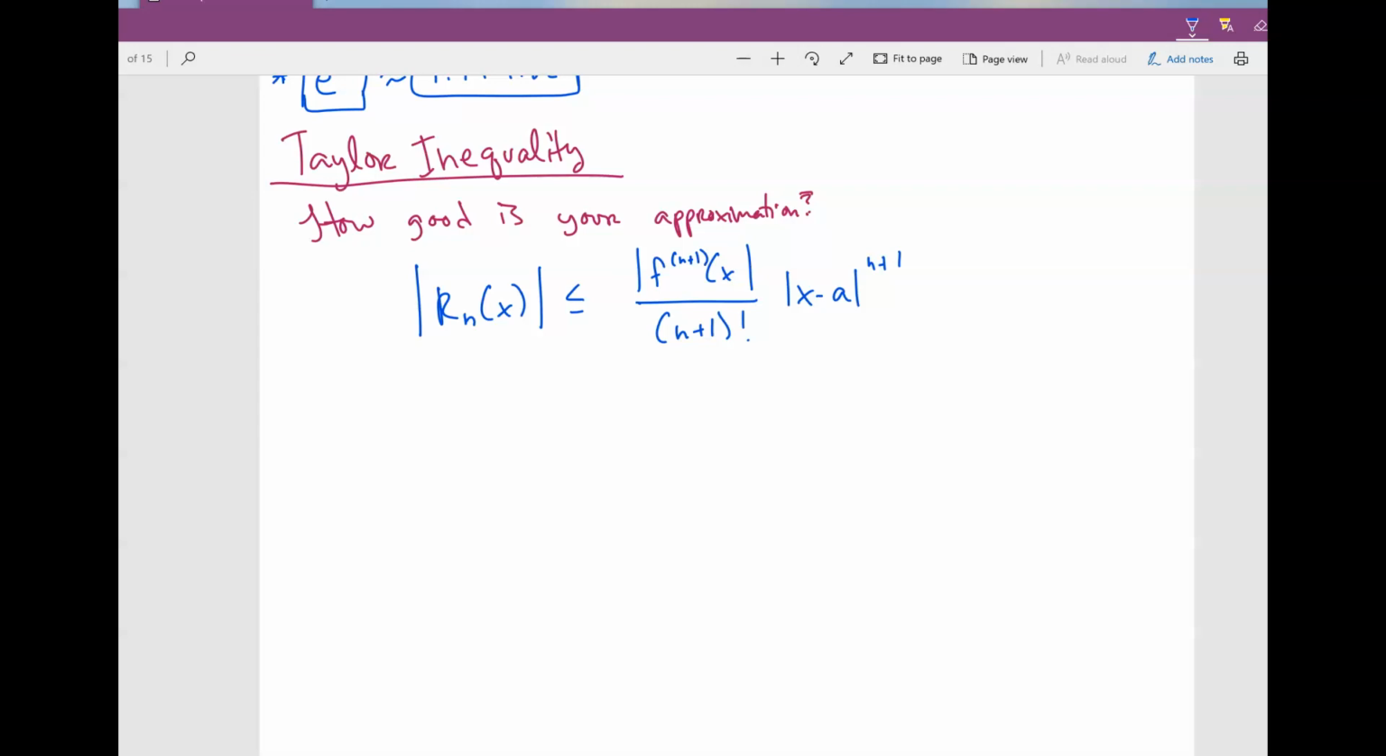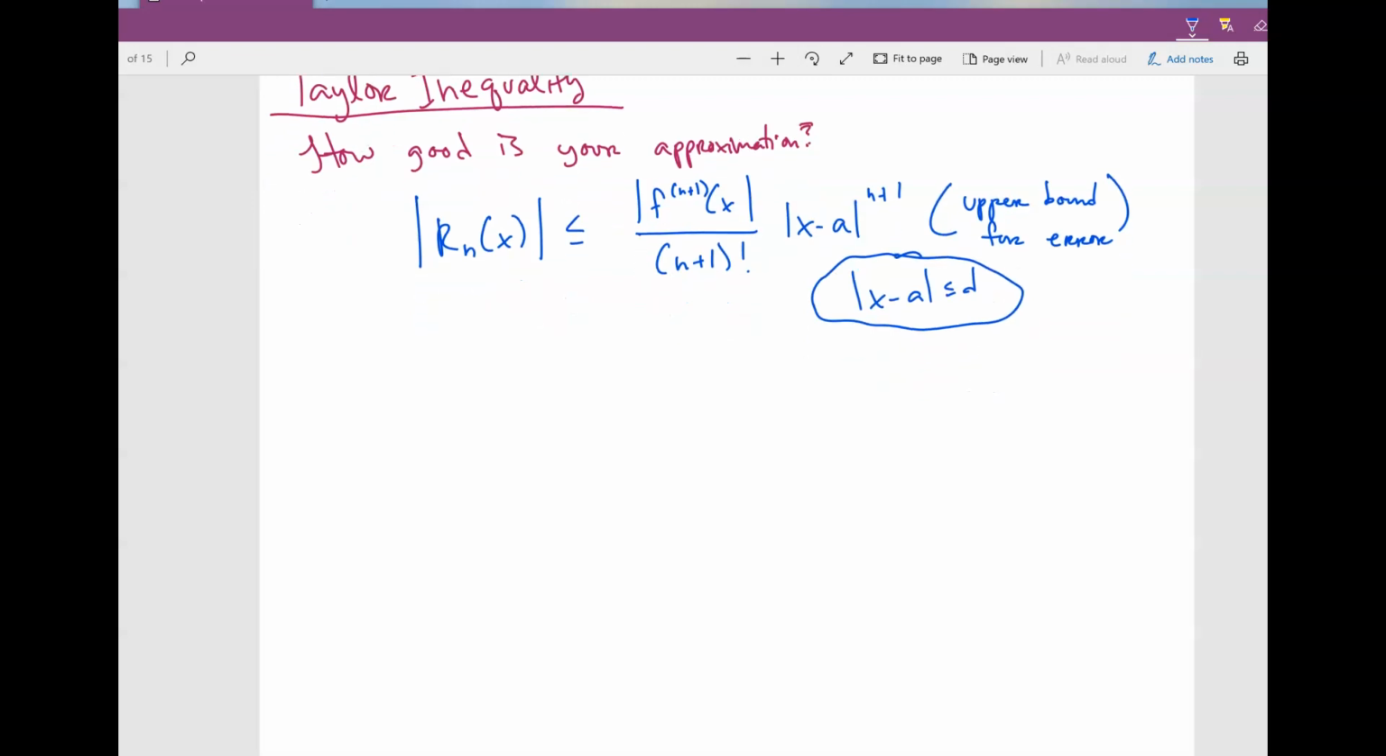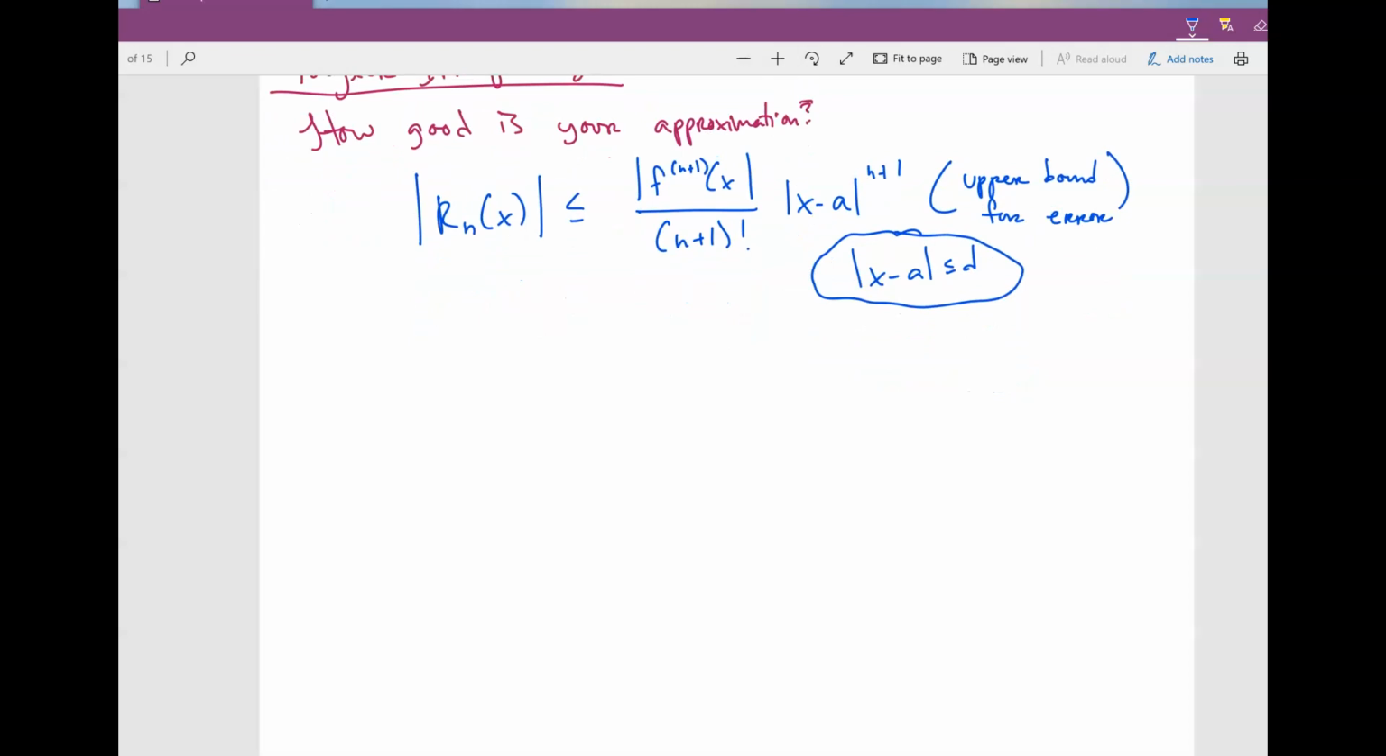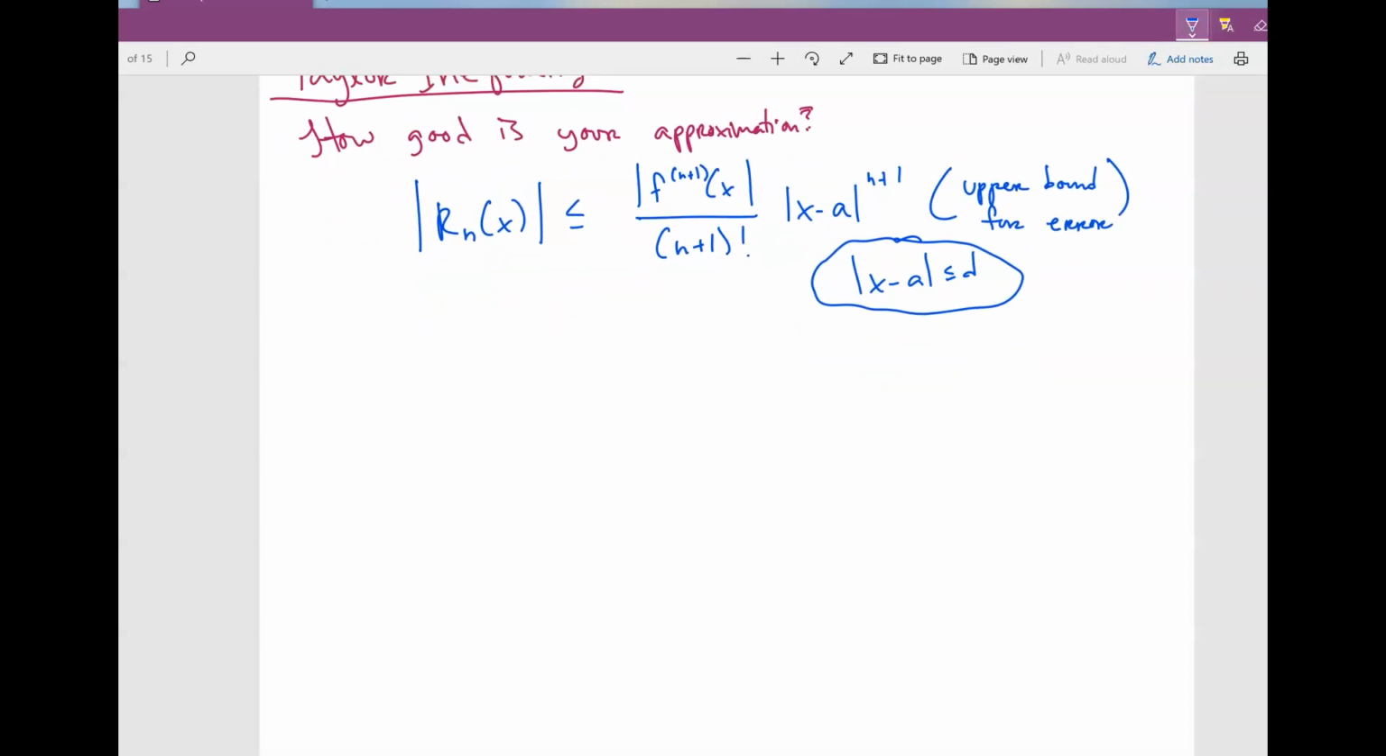What this does is give me an upper bound for the error. It tells you that the error is not going to exceed this particular number, which is really good. And this holds for the absolute value of x minus a less than or equal to d. You can think of this kind of like the radius of convergence. So let's go ahead and find the error.